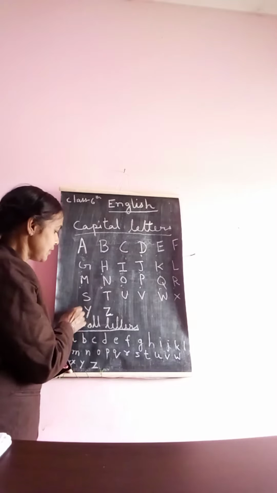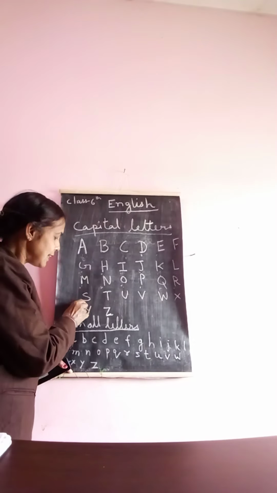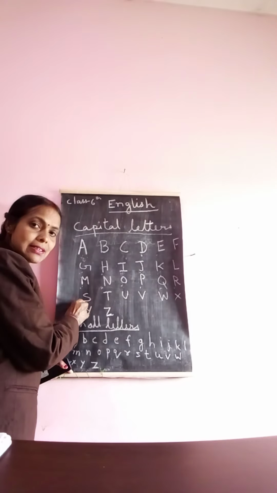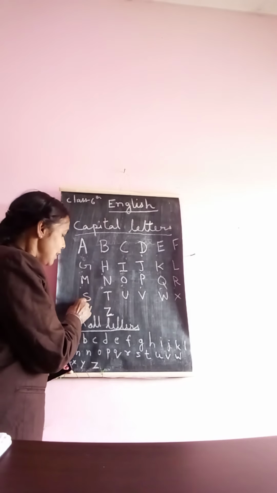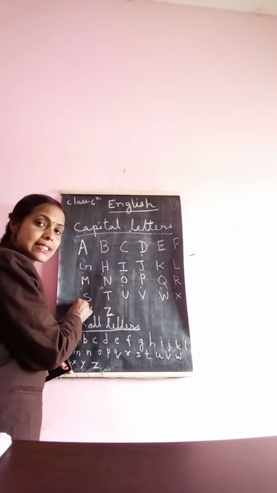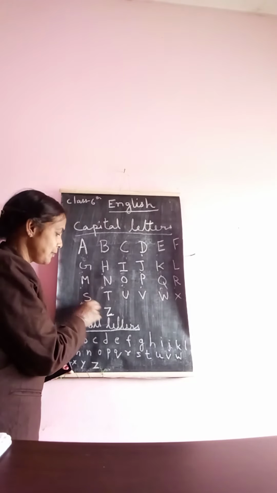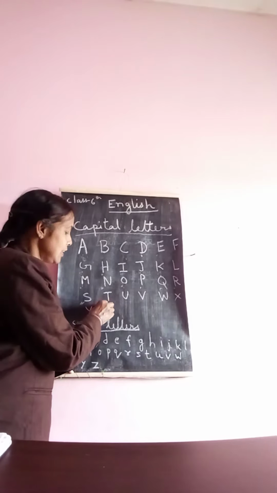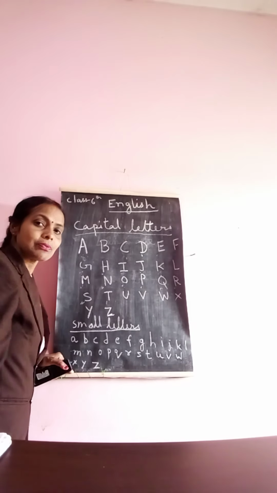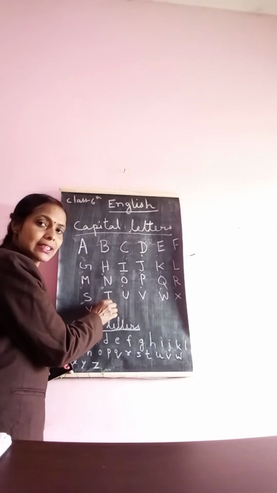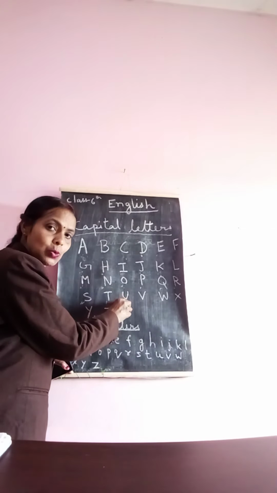This is S. This letter is capital S. What is the sound of capital S? The capital has the same sound. What is the sound of S? Snake. Then sun. Then next is T. What is the sound of T? T. Train, toy.